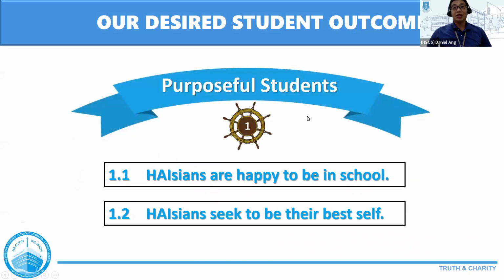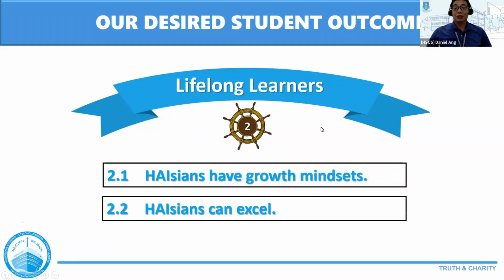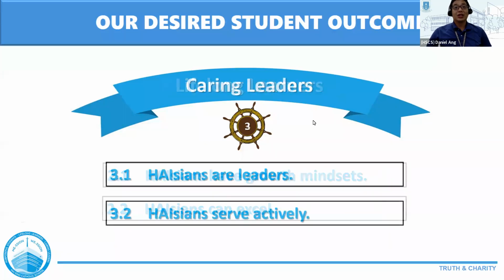To begin, assessment information must be viewed against the desired student outcomes of Haiseng Catholic School. The first is purposeful students, in which Haisians are happy to be in school and seek to be their best self. The second student outcome also informs us about assessment, in which we hope that Haisians become lifelong learners. In that way, Haisians have growth mindsets and can excel. In the domain of assessment, perhaps caring leaders is not so tremendously relevant, but Haisians are leaders and Haisians serve actively.